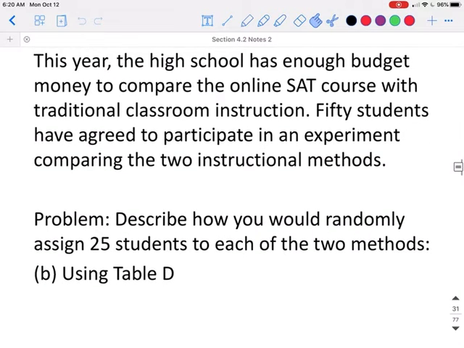Next, we need to describe how we would divide the students using table D. First, you would have to assign each student a number between 01 and 50. You would then randomly select a line on table D, and you would divide that line into 2-digit increments. If the number is between 01 and 50, then that would be a student that is selected. If it is not one of those numbers, you would skip it, or if it is a duplicate, you would skip it, until you get 25 students to put in the in-class course. And then the last 25 students, the ones who were not selected, would take the online course.